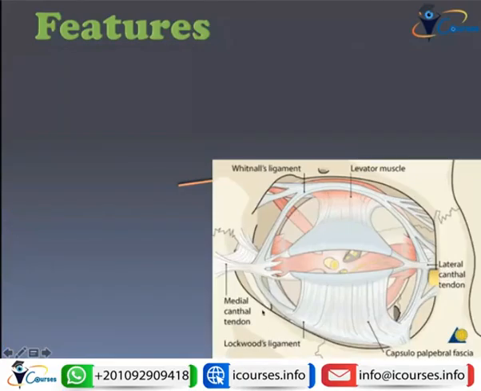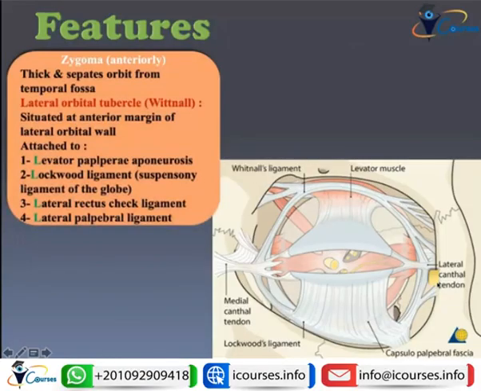So here you can see this is the lateral or Whitnall tubercle, or what's called the lateral orbital tubercle, and attached to it are different structures. What are these structures? The levator muscle gives an aponeurosis that has 5 attachments. One of them is the lateral orbital tubercle, the Whitnall tubercle. Then the Lockwood ligament, or the suspensory ligament of the globe, again gives attachment to the lateral orbital tubercle.